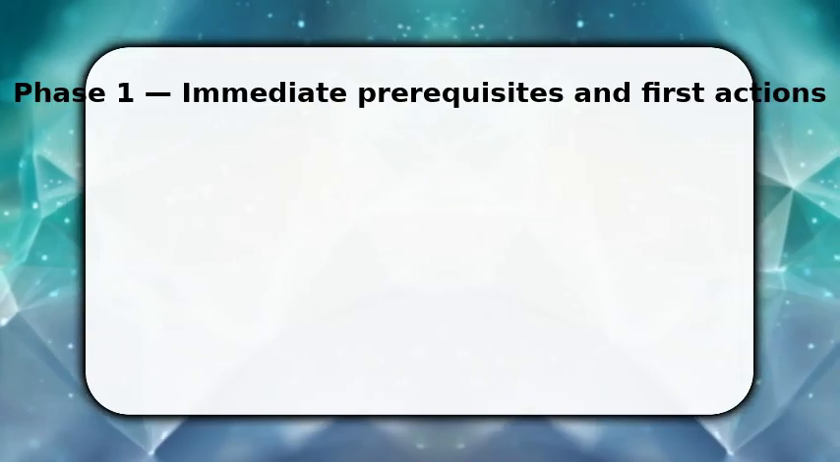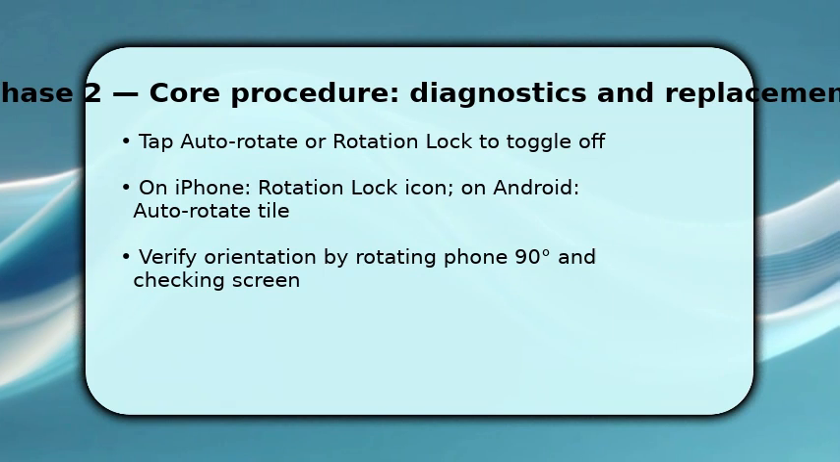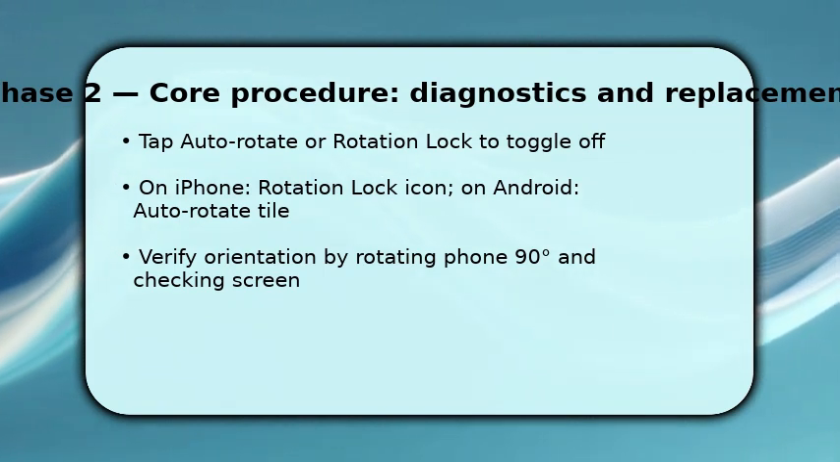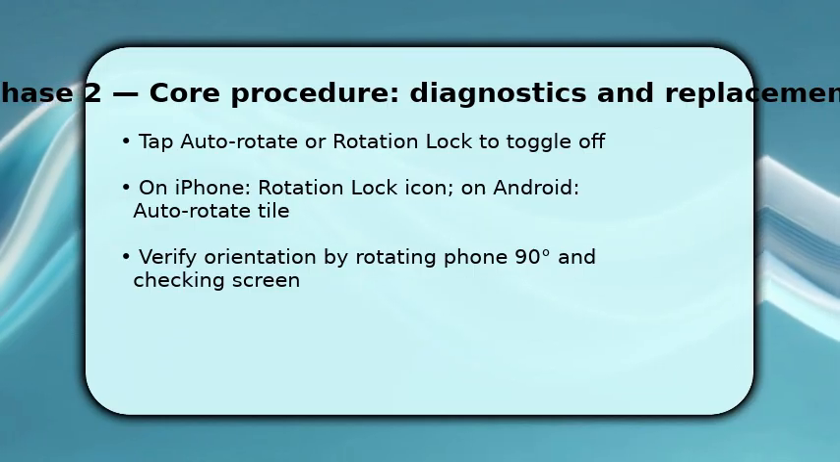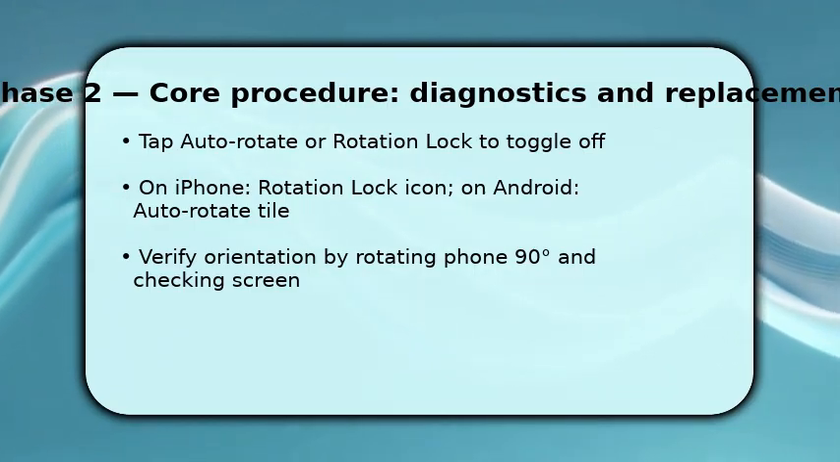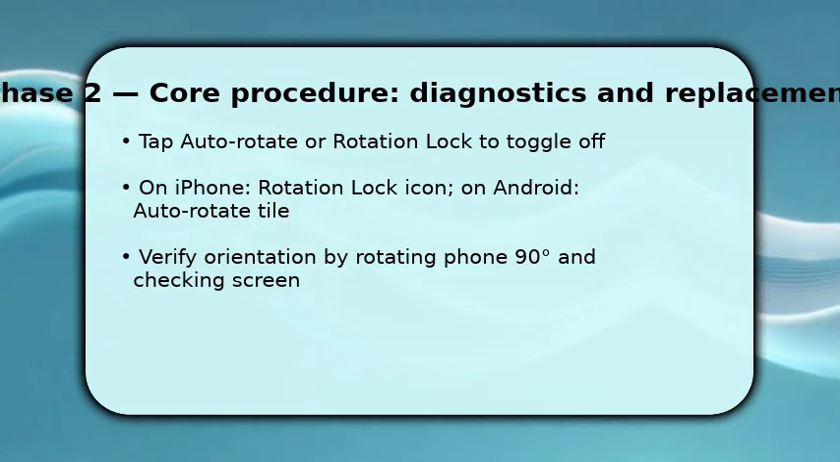Toggle controls are next. Now you actively change the setting. Tap the auto rotate tile or rotation lock icon. This immediately forces portrait orientation. The system stops switching to landscape. On Android, if a quick tile hides, edit the quick panel to add auto rotate. On iPhone, tapping rotation lock shows a padlock with a circular arrow.